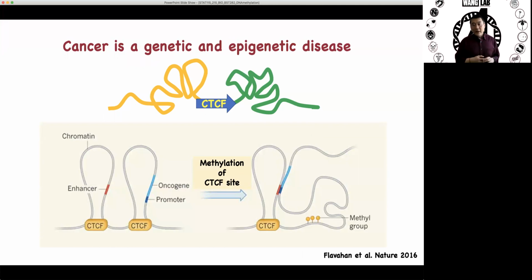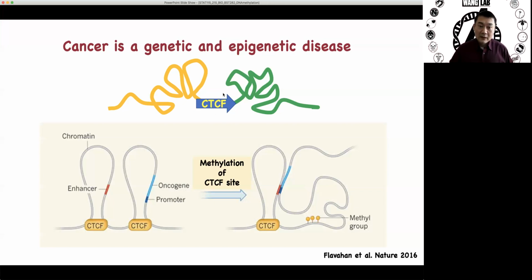Here is a recent example where people show how an epigenetic event alone can lead to tumorigenesis. This relates to how chromatin is wrapped in the nucleus. I believe you will have a lecture on that. Here, the chromatin forms topologically associated domains separated by domain boundaries, usually bound by CTCF, which is a methylation-sensitive protein. In normal situations, CTCF binding sites are unmethylated, so CTCF can bind. These two domains are separated, doing their own business, and they don't talk to each other.